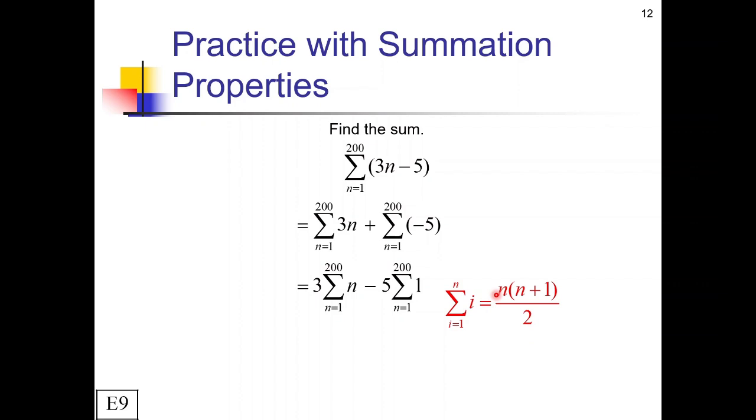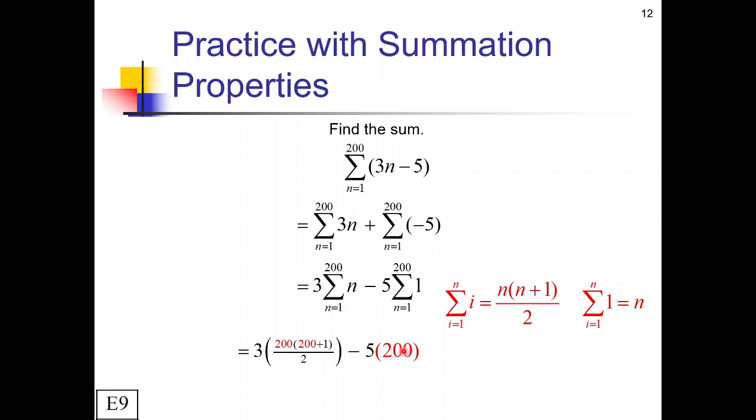Well, actually, let's just use it, and then we'll do the other formula. So the summation of i is n times n plus 1 over 2. So this here is going to be 3 times 200 times 200 plus 1 over 2. So that's this first summation using that shortcut formula. For this next one, we have the summation of 1. Remember, that's just n, whatever your upper limit of summation is. So in this case, this is just going to be minus 5 times 200.